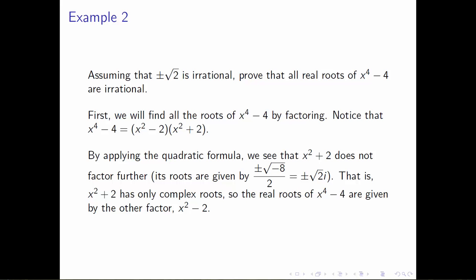And then, maybe we think that that first sentence is a little bit hard to swallow, so we're going to explain further. We're going to say that is, x squared plus 2 has only complex roots. So the real roots, which are what we're concerned with in the problem, real roots of this polynomial must be given by the other factor, which is this first factor, x squared minus 2.